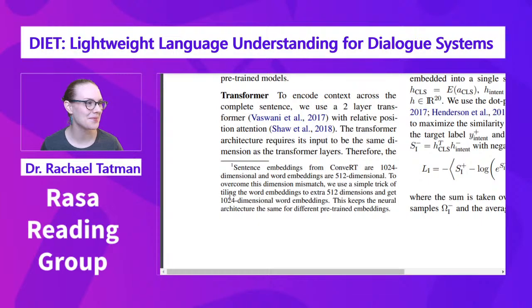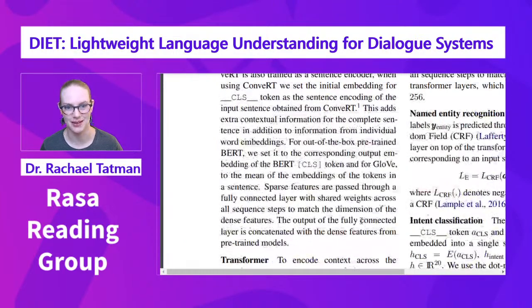I don't know what they mean by tiling here, but basically all of the input stuff is now the same length as opposed to some of it being a different length, which if you've ever worked in TensorFlow, you've probably gotten dimension mismatch errors. This adds extra contextual information for the complete sentence in addition to information from individual word embeddings.